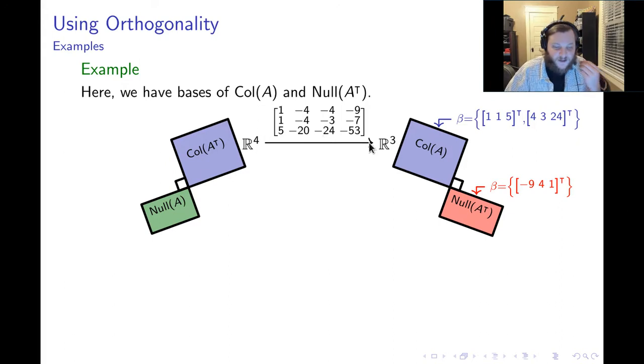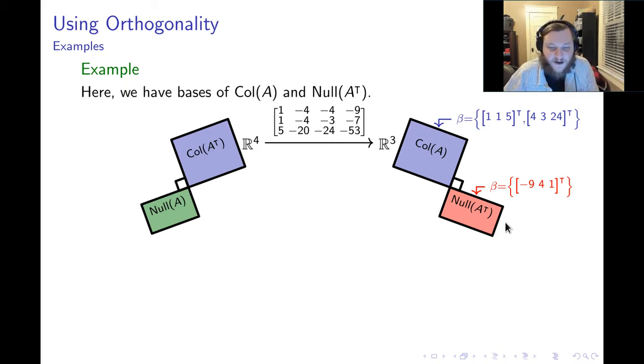I went ahead and found a basis of the column space. That basis consists of the vectors (1, 1, 5) and (4, 3, 24). And I also found a basis of the left null space. Here I only had one basis vector, and that basis vector was (-9, 4, 1). Okay, so I have a basis of the column space, and I have a basis of the left null space.